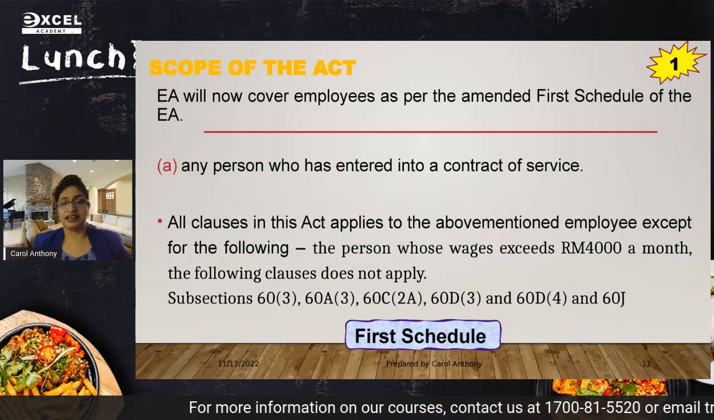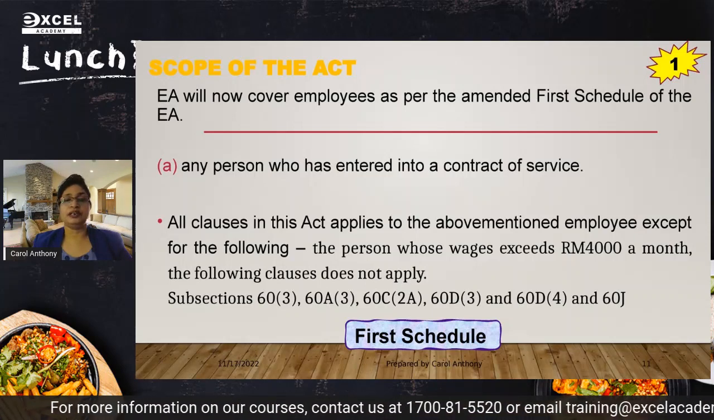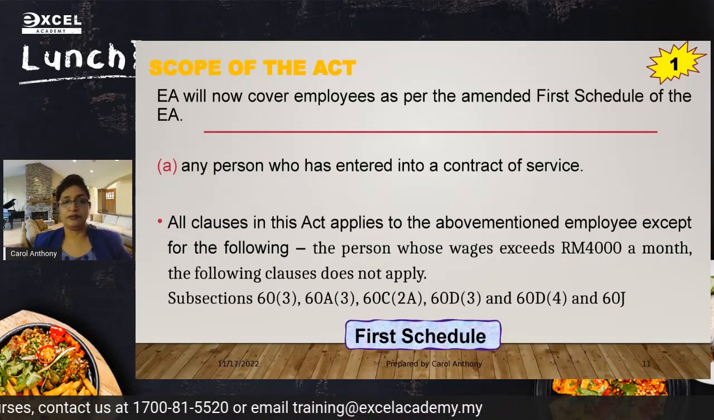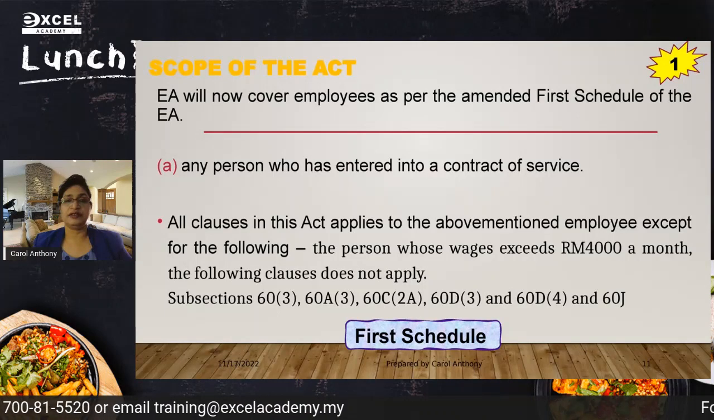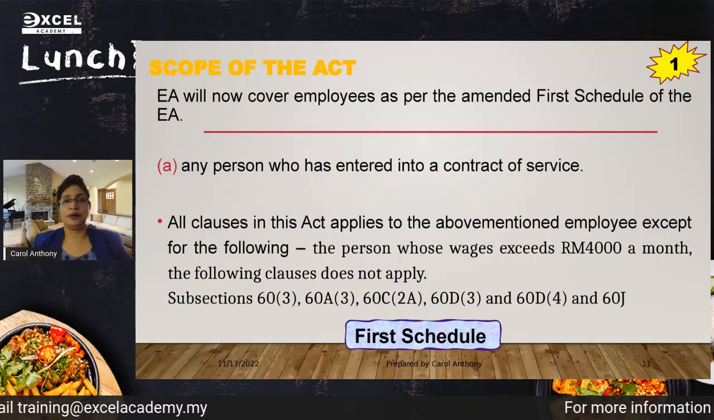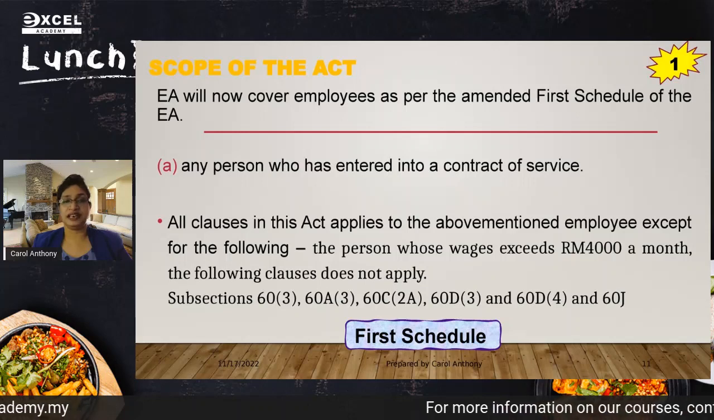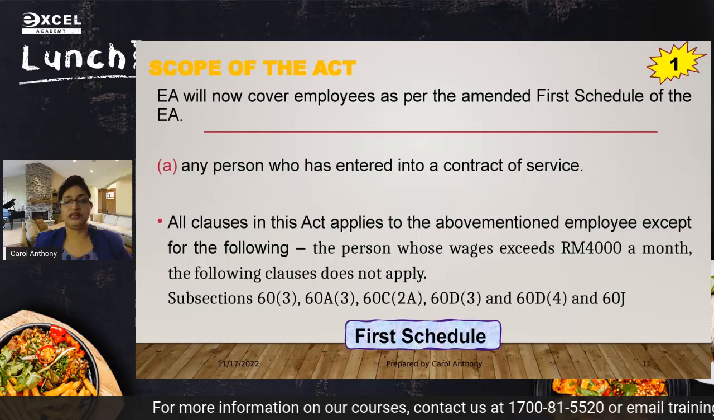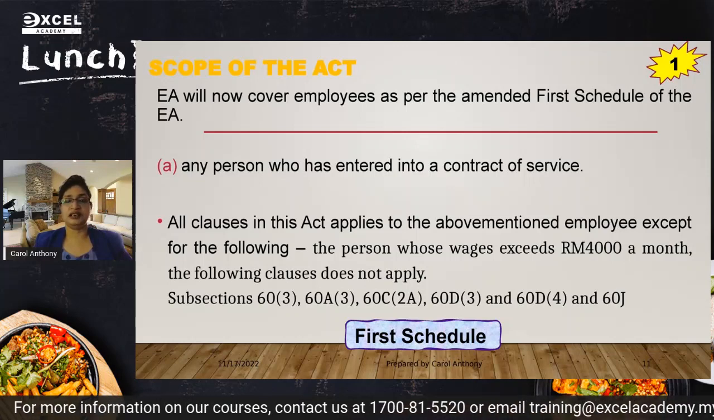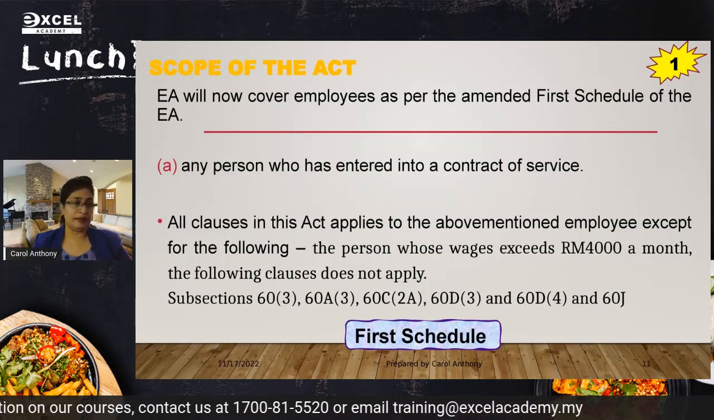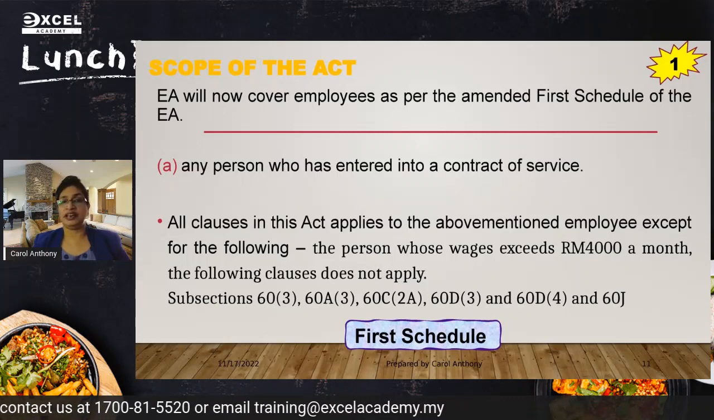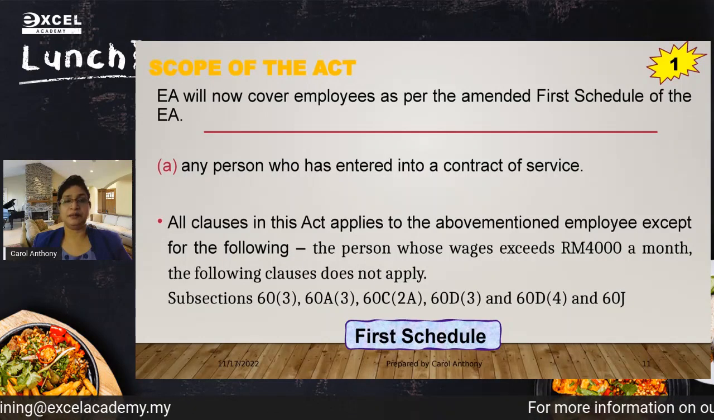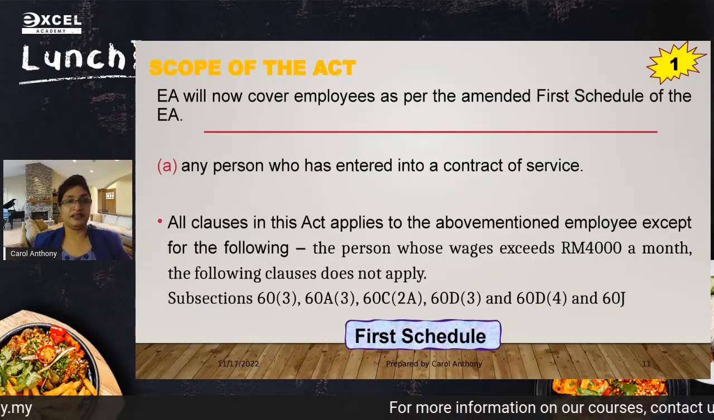So currently, only employees who earn 2,000 and below are covered under the Employment Act. From 1st January 2023 onwards, all employees will be covered, regardless of their salary, except for certain clauses. Other clauses apart from these all cover all employees. No matter how much you pay them, 20,000, 30,000 per month, they are covered under the Employment Act. That's what it means here, all right?